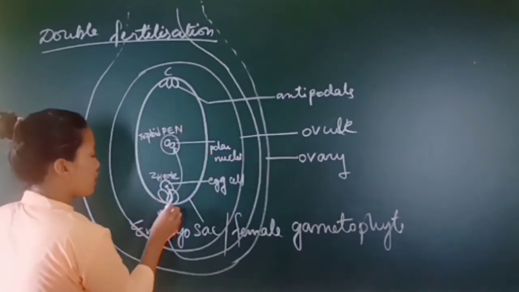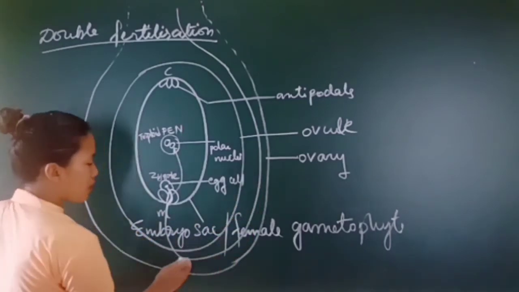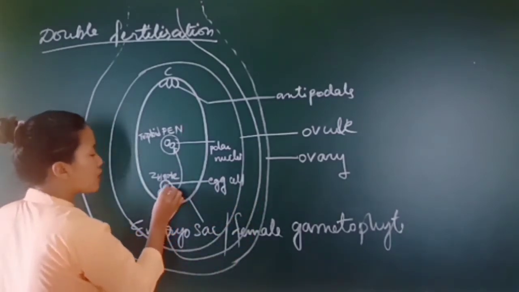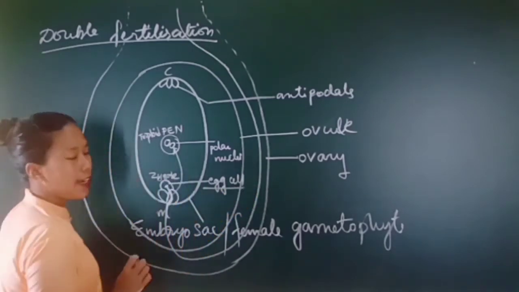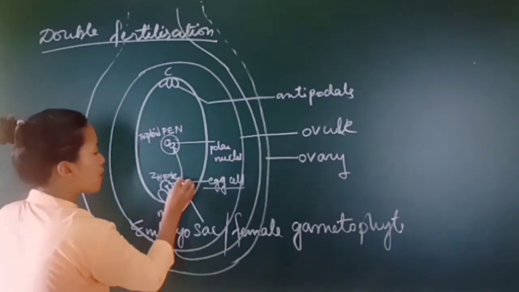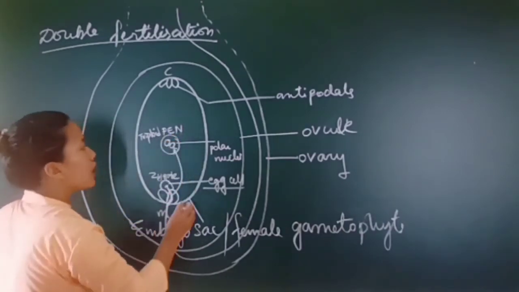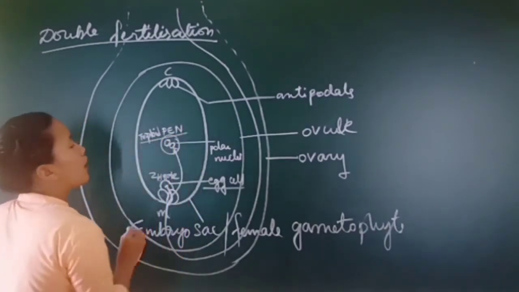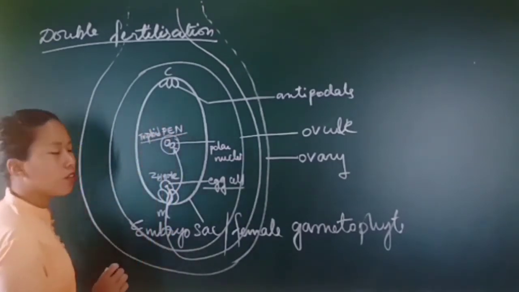Let me go back and start again. The pollen tube carries two male gametes. One male gamete enters and fuses with the egg cell, forming a zygote. Another male gamete moves towards the polar nuclei, fuses with both of them, and forms this triploid primary endosperm nucleus.